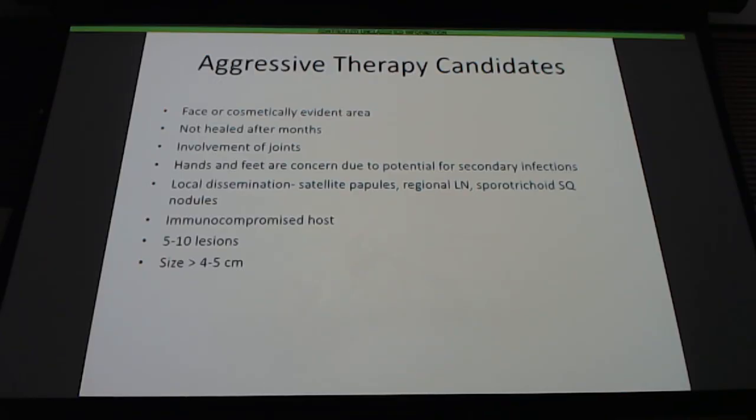Okay, there it says local dissemination. If you're already starting to get satellite lesions, if you have regional lymphadenopathy (LN means lymphadenopathy), or sporotrichosis subacute, that just means that it's starting to follow and track your lymphatic system. So you're going to start getting little ulcerations going up your arm or away from that initial ulceration. Okay, go ahead and treat.